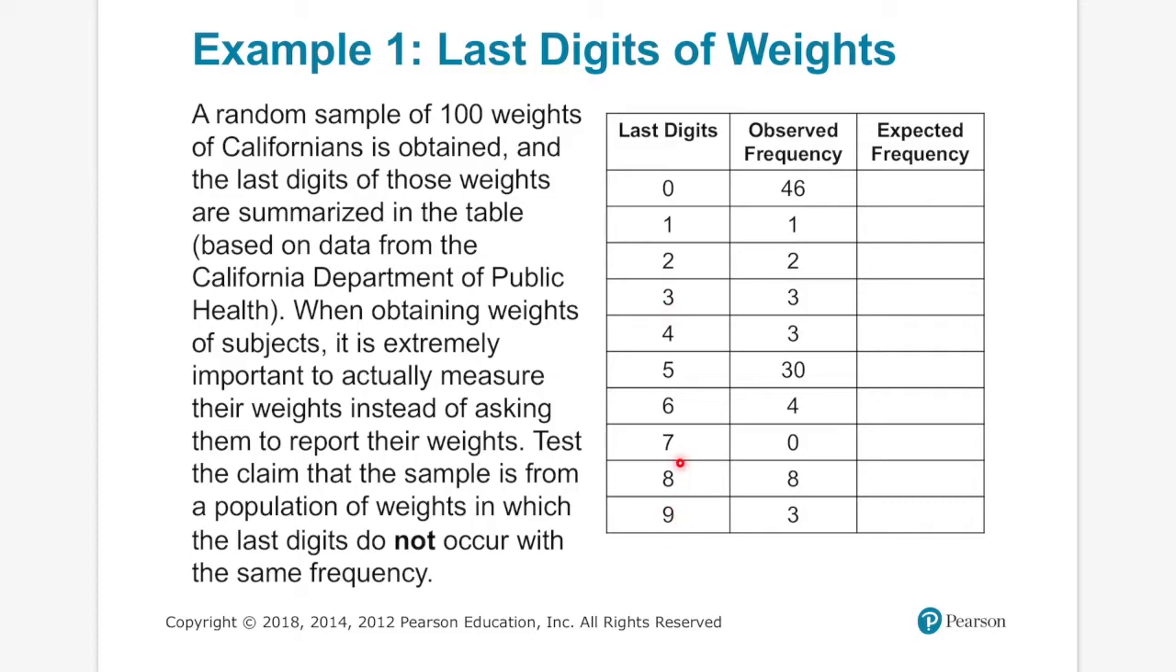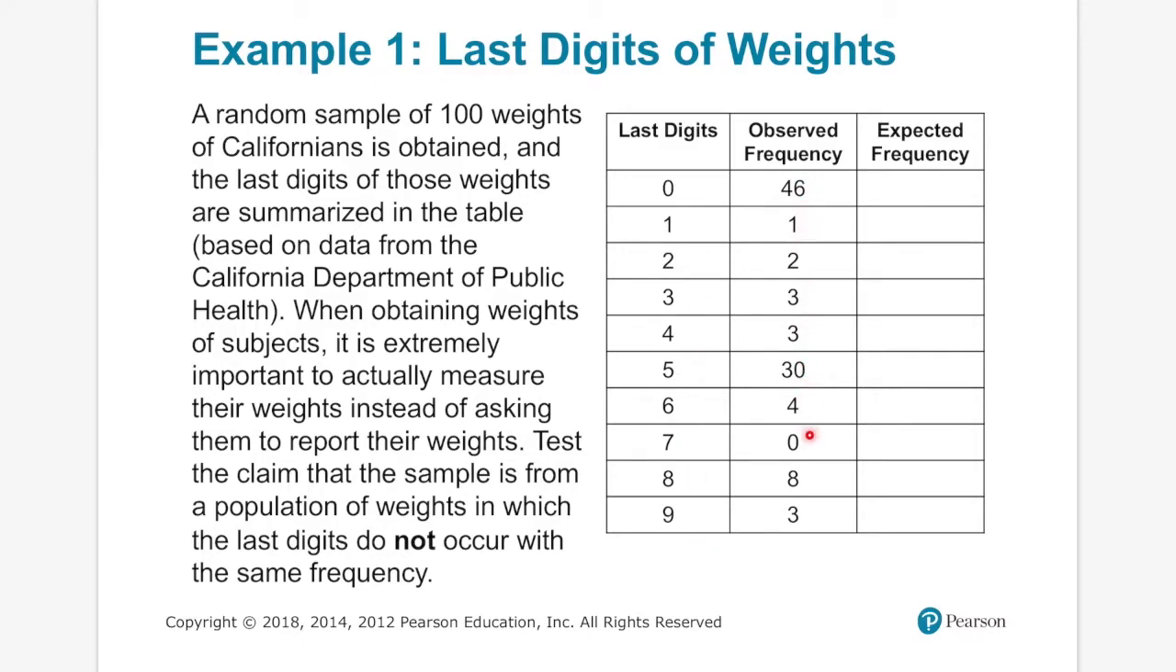This column represents the last digit of the weights. 0, 1, 2, 3, 4, 5, 6, 7, 8, 9. If my weight is 120 pounds, the last digit is 0. If my weight is 133 pounds, the last digit is 3. If my weight is 199 pounds, the last digit is 9. I have 10 different categories or 10 different cells.